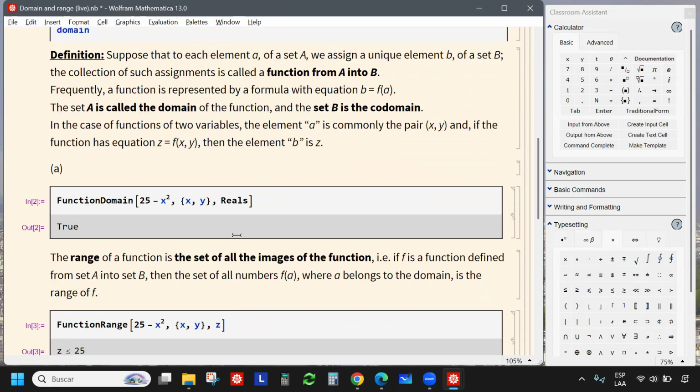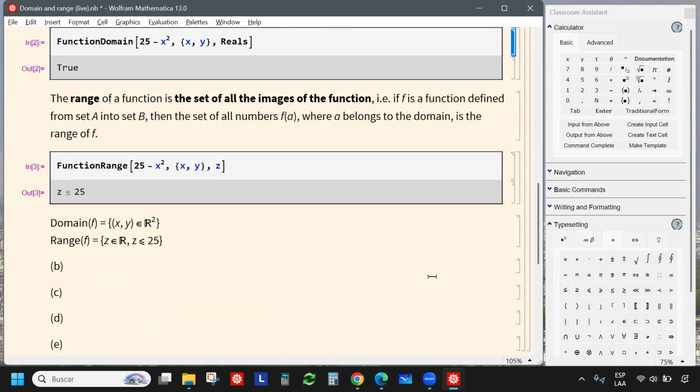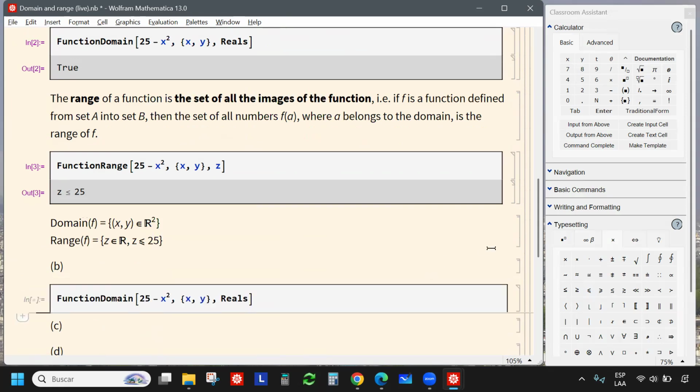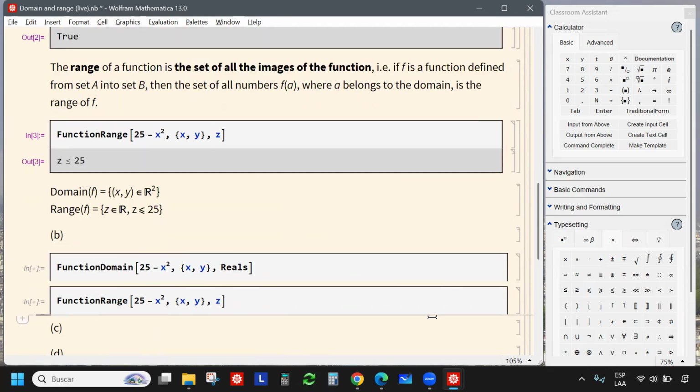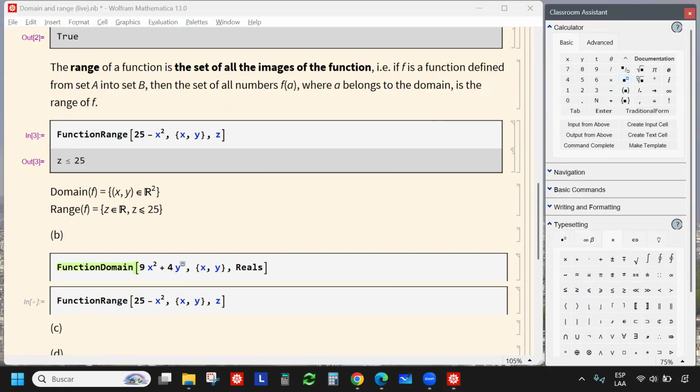Let's see. I will copy and paste the syntaxes from the previous exercises. Copy, paste. FunctionDomain, I change the function. 9x squared plus 4y squared, the variables x and y, you can omit reals. I leave it because it was there. And here I will copy the same.